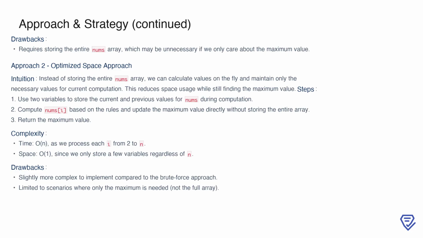The method involves using two variables to keep track of the current and previous values required for computation. Each nums[i] is calculated as needed, and the maximum value is updated directly. The time complexity remains O(n), as we still process each index once. However, this method involves slightly more complex logic to manage the calculations without storing all intermediate results. It's also limited to scenarios where the full array isn't needed, making it less versatile than the brute force approach.